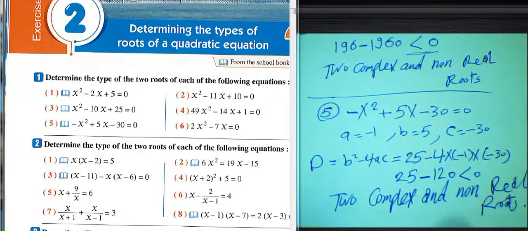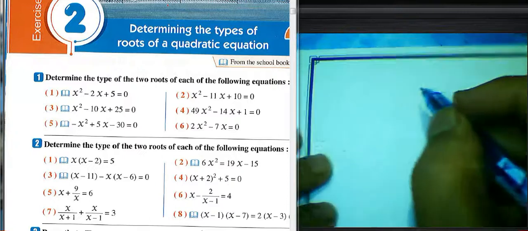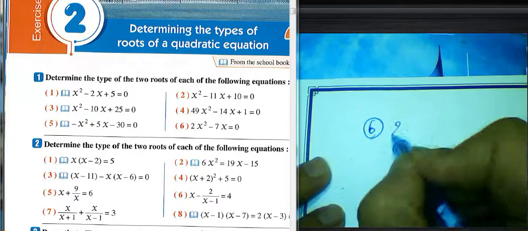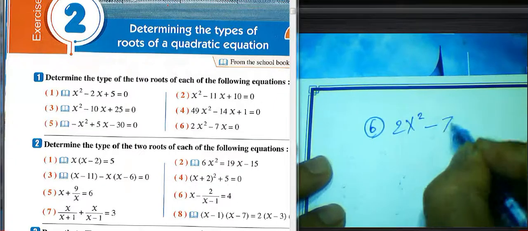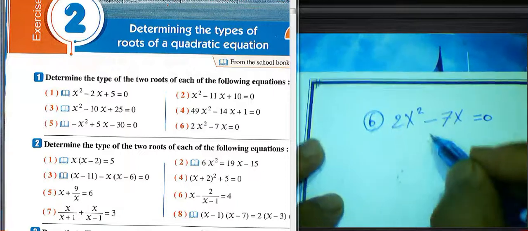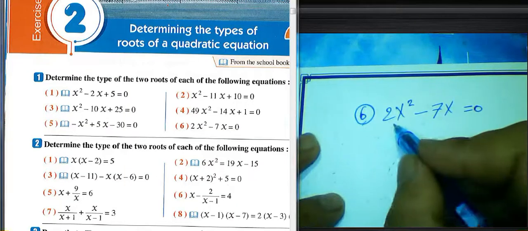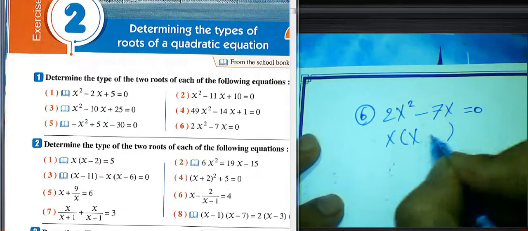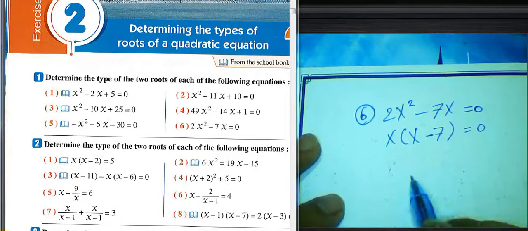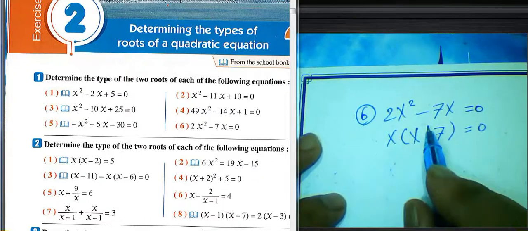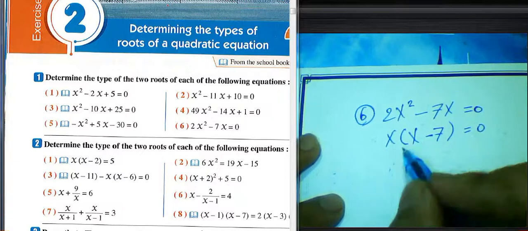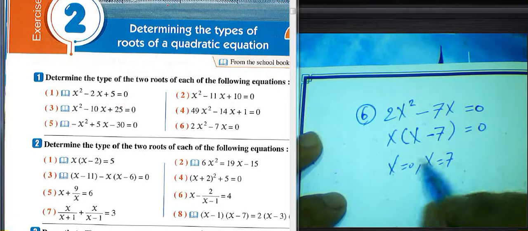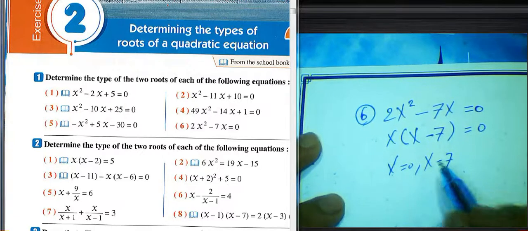Question 6. 2x power 2 subtract 7x equals 0. We can solve it by finding the common factor between 2x power 2 and 7x, which is x. So we have x equals 0 or x equals 7 over 2. So we have two different real roots.